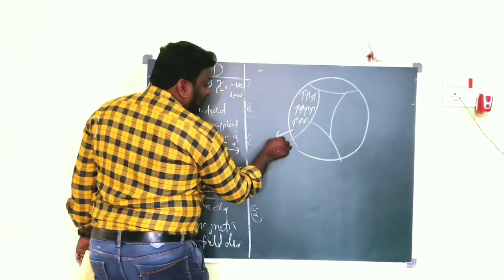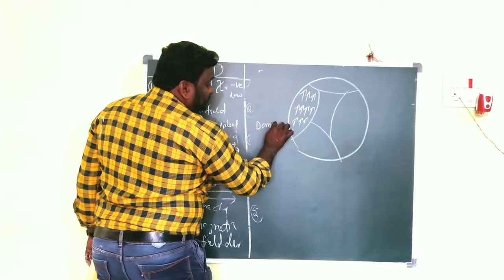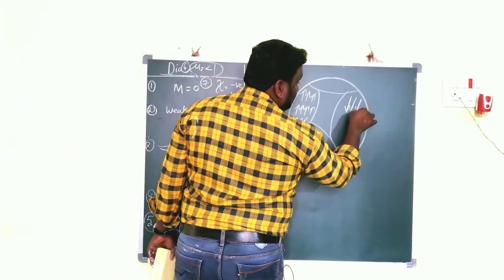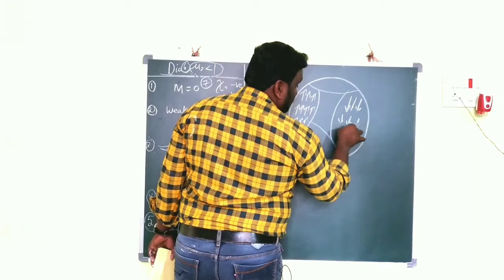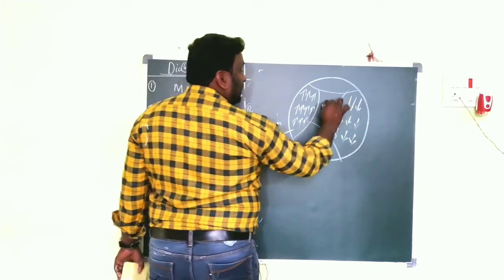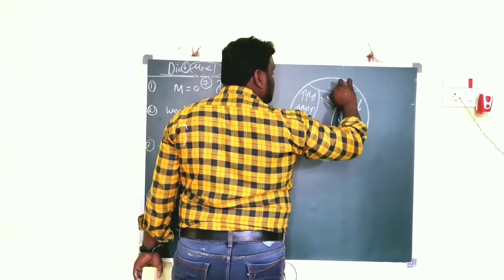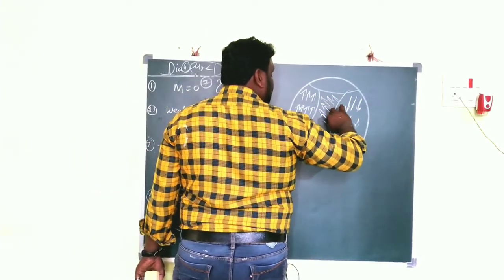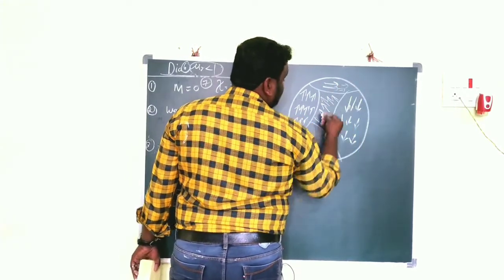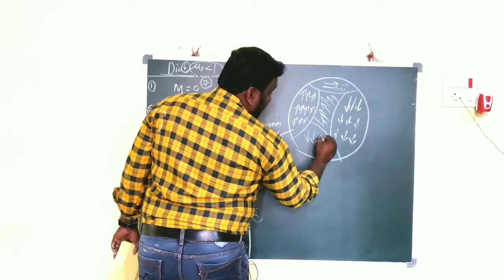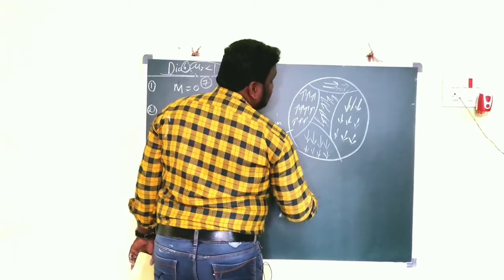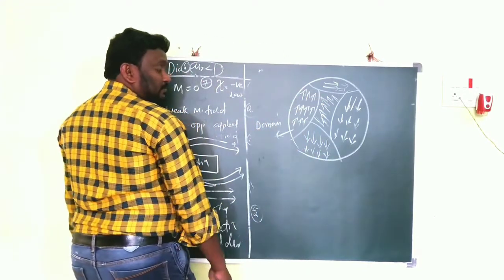So now it is a domain, one domain. Clear? And in this case we have taken it like this. Now this is another domain, and this is another domain, and this is another domain. So here they are having domains, and every domain should be at some highest value of magnetic moment.